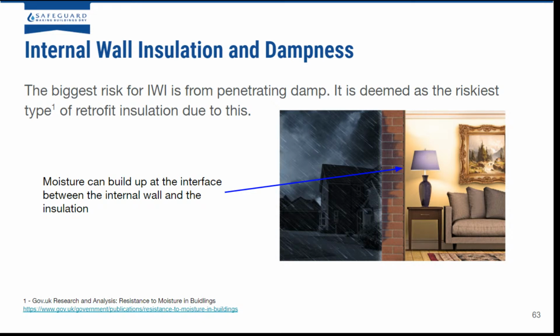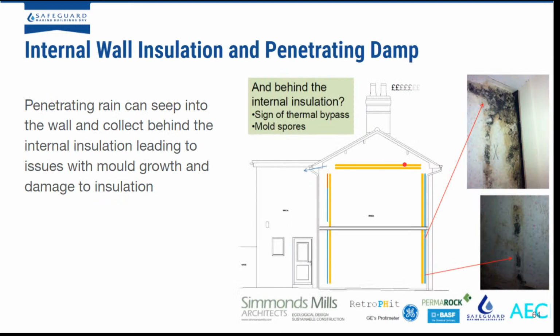You may remember that table from PAS 2035 I showed at the beginning, it had the highest risk of 3. And that is entirely due to moisture building up at that interface between the internal wall insulation and the external wall. So basically, penetrating rain can seep into the wall and collect behind the insulation, leading to issues with mold growth and damage to the insulation.